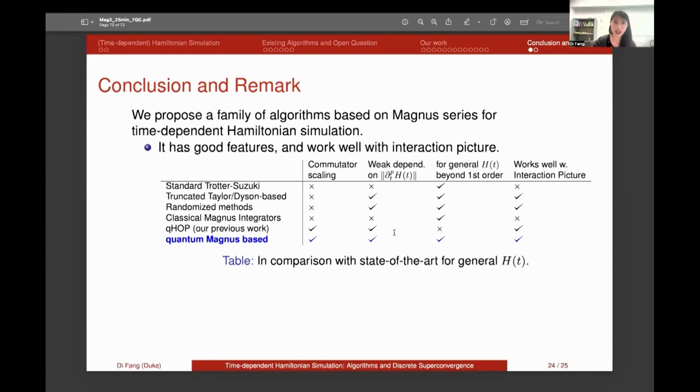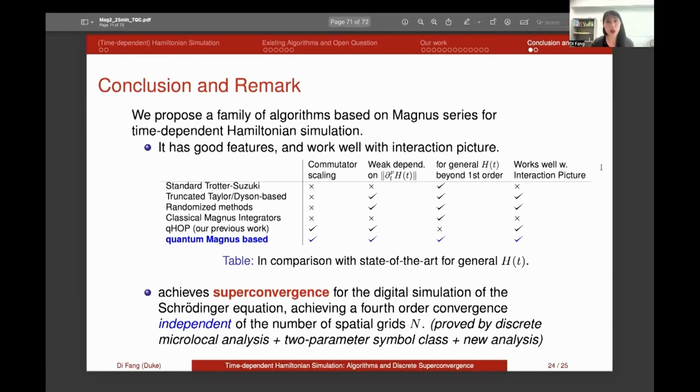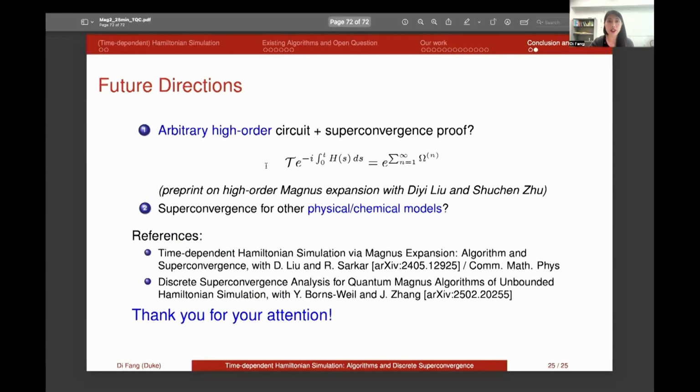So now I can summarize. Here is a summary of our work, and we also proved the superconvergence. For ongoing work, I also mentioned a little bit that we have a preprint regarding arbitrary high order Magnus.